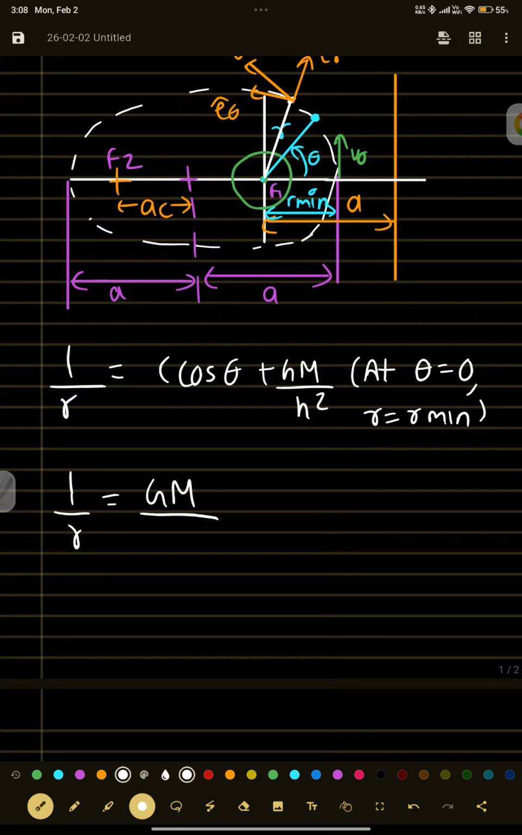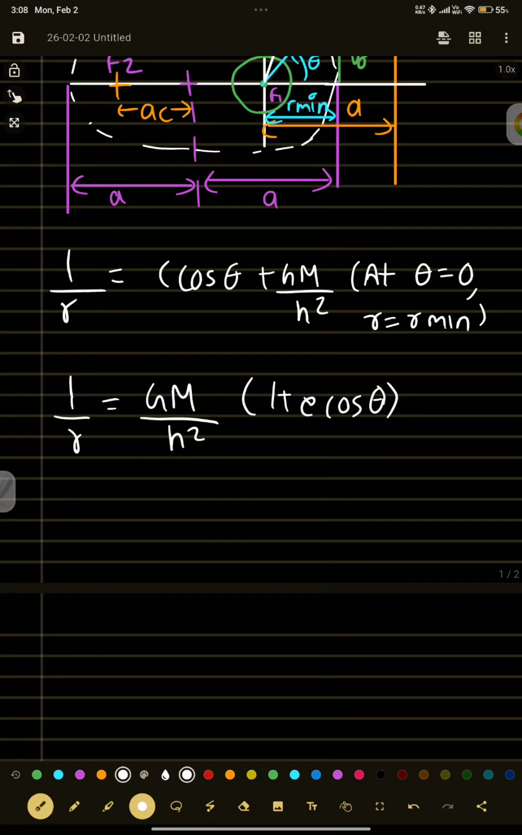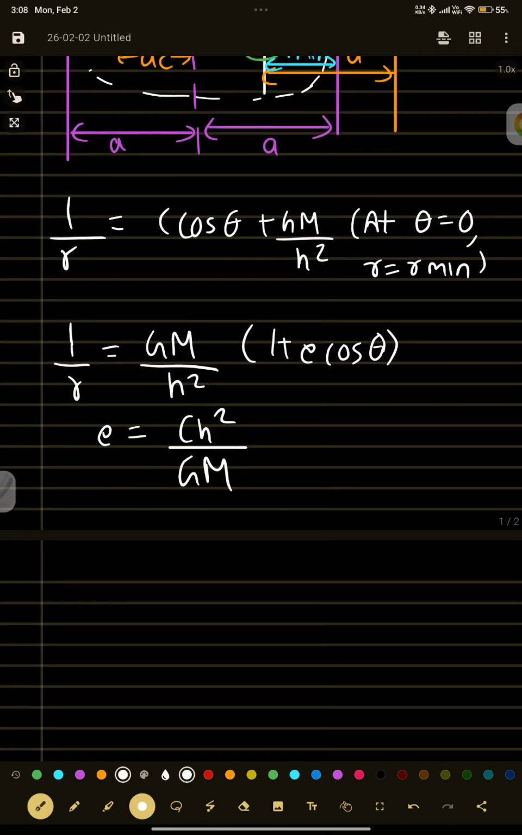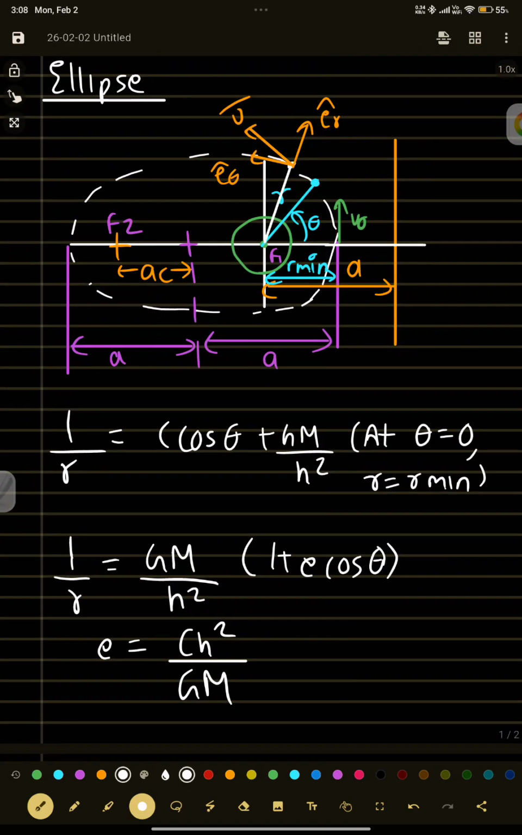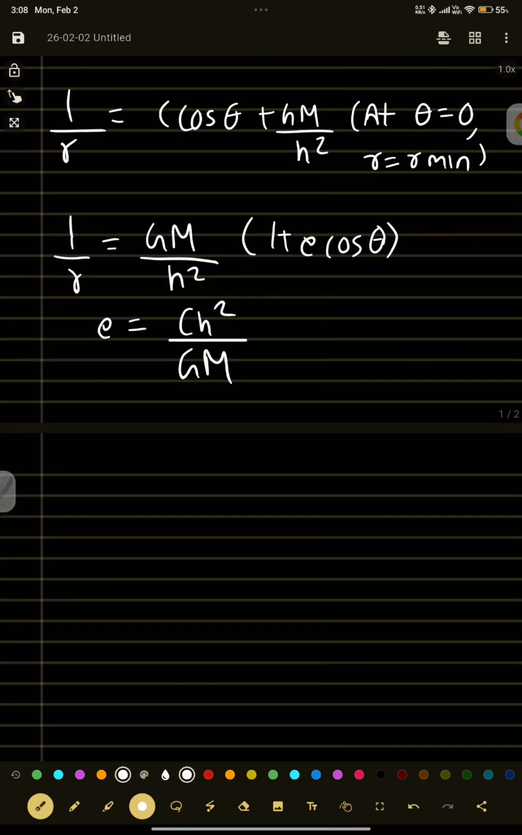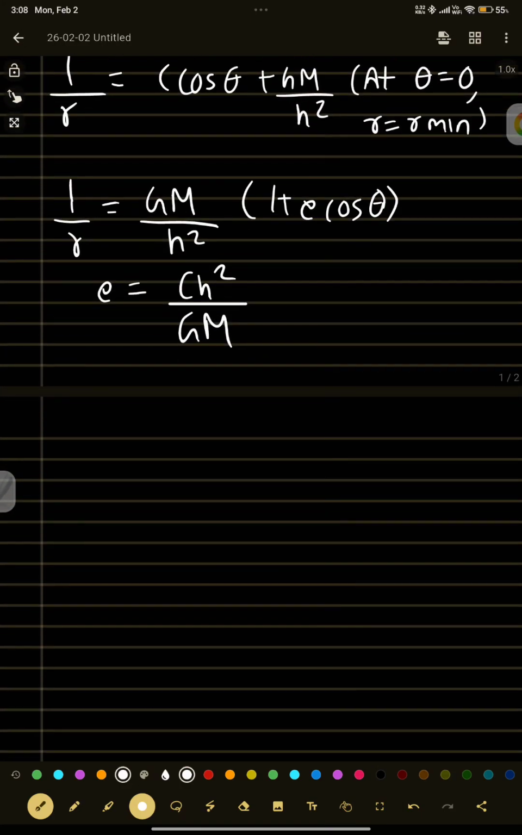Now a very general expression is of what should be this V naught such that it can be the ellipse which you are looking for. So you write in the next step GM upon h square, you write as r naught square V naught square. At theta equal to 0, this becomes E and this becomes r naught.